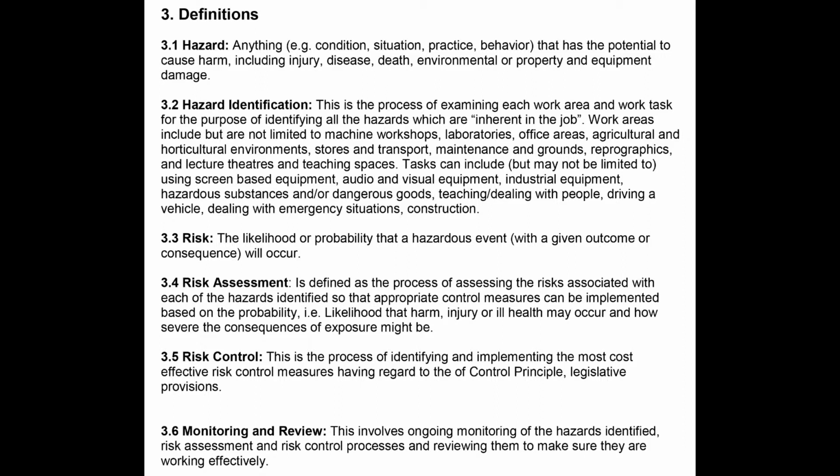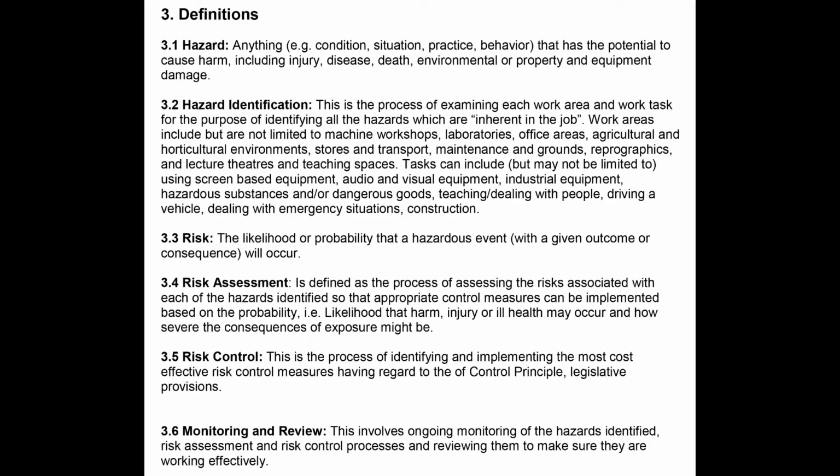Work areas include, but are not limited to, machine workshops, laboratories, office areas, agriculture and horticultural environments, stores and transport, maintenance and grounds, reprographics and lecture theaters, and teaching spaces. Tasks can include, but may not be limited to, using screen-based equipment, audio and visual equipment, industrial equipment, hazardous substances and/or dangerous goods, teaching and dealing with people, driving a vehicle, dealing with emergency situations, construction.